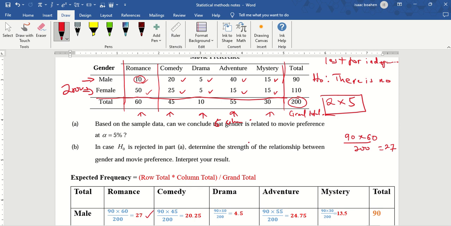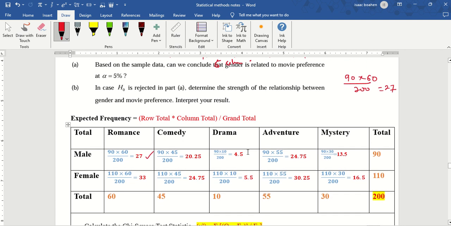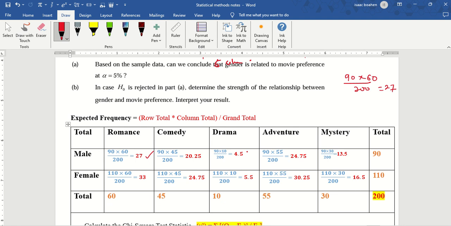So we can do the same thing for all. If I want to find the expected frequency here, it is going to be the total here, 90, times 45, which is here. Then you divide by 200. So you could see that I have done all in the table here. So this is how to get the expected values, or the expected frequencies.